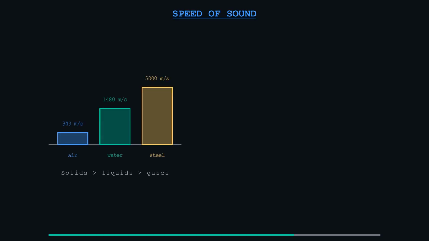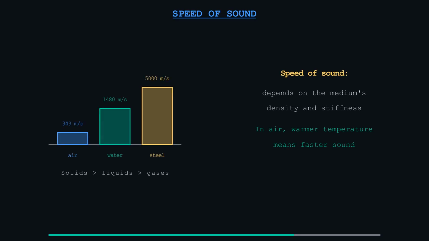The speed of sound depends on the medium it travels through, specifically its density and stiffness. Sound travels fastest through solids like steel, slower through liquids like water, and slowest through gases like air. Within air, sound also speeds up as temperature rises.